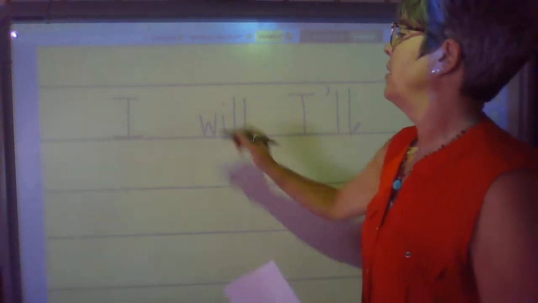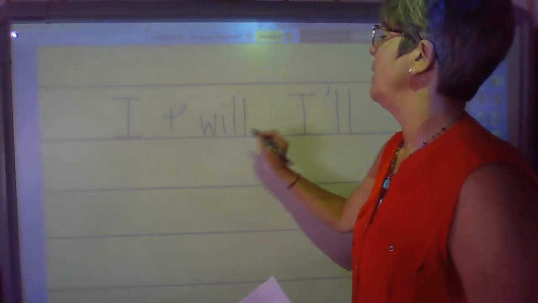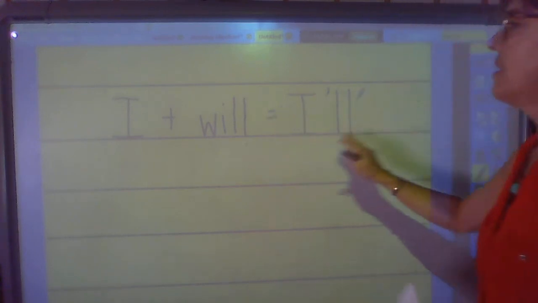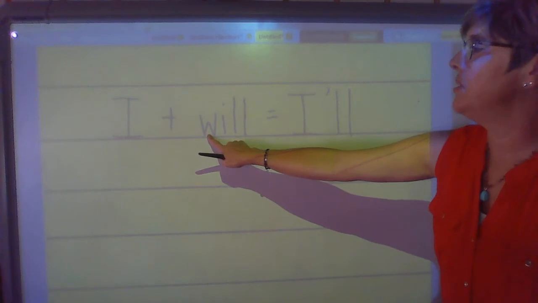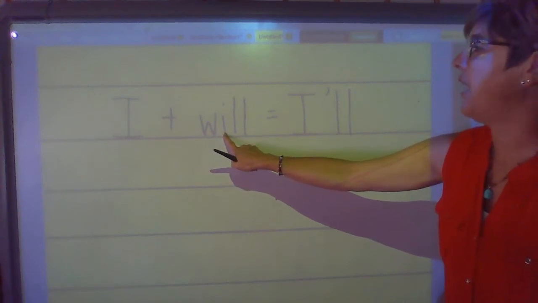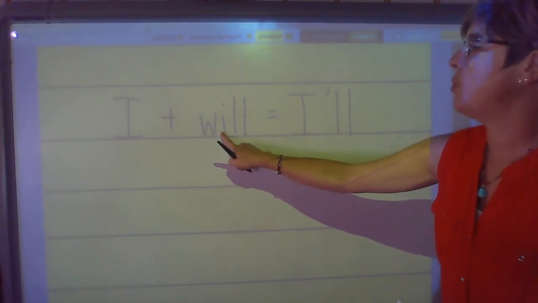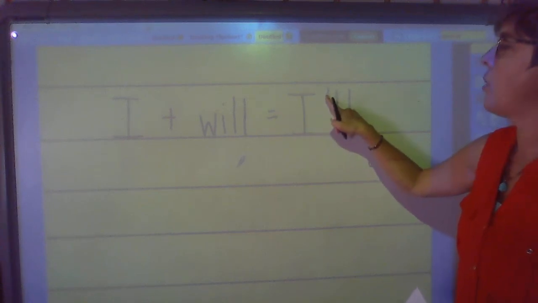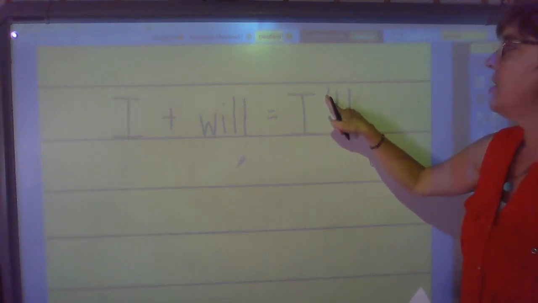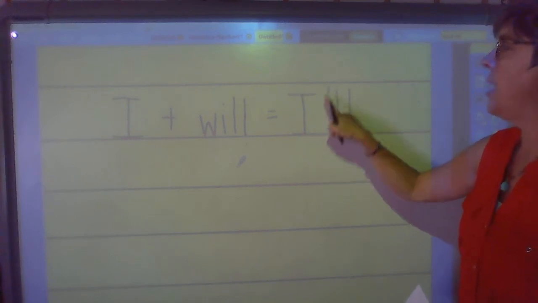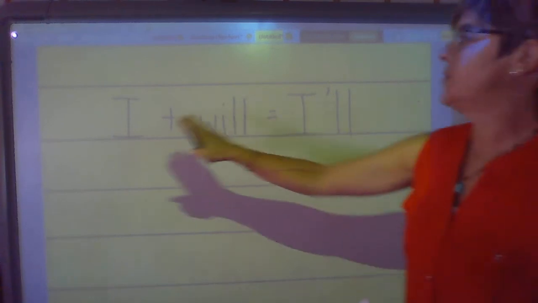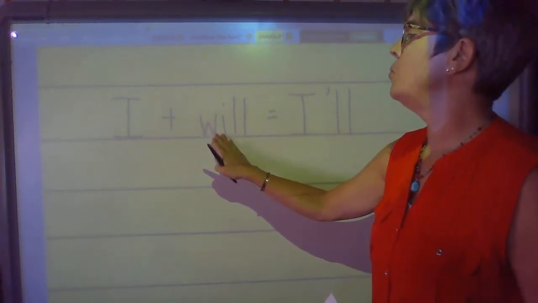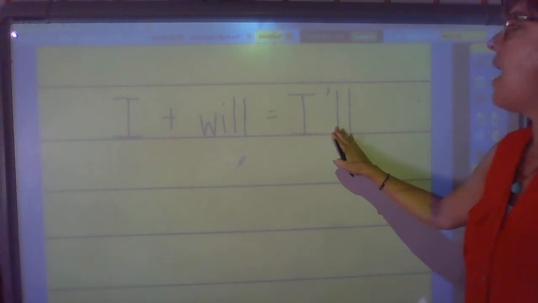So let's look at that again. I plus will equals I'll. So what letters did we drop? We dropped the W and we dropped the I. So where the W and the I were before, that's where our little apostrophe goes. In a word that's a contraction, we have a letter, we have an apostrophe, and then we have two letters from the second word. So I plus will equals I'll.